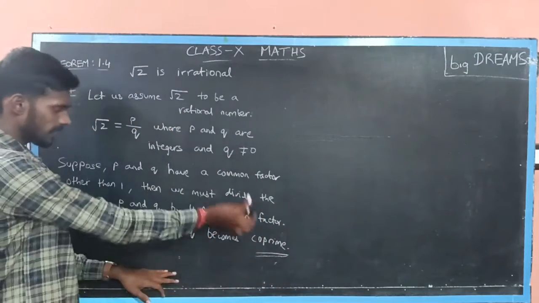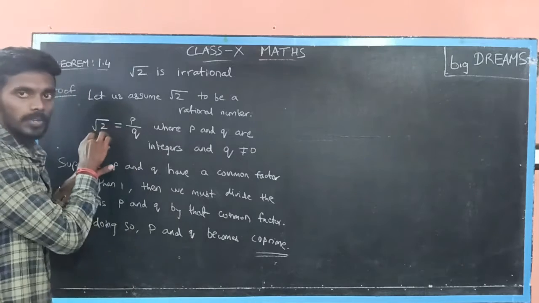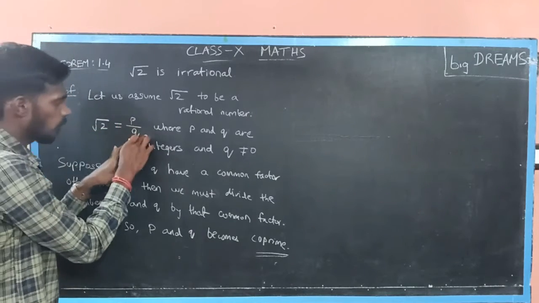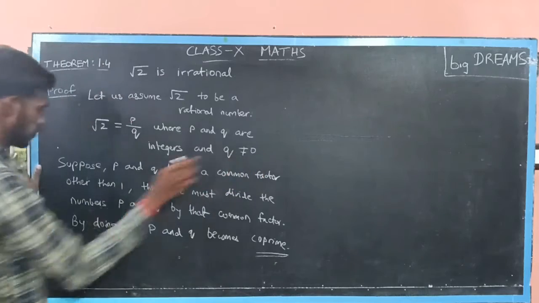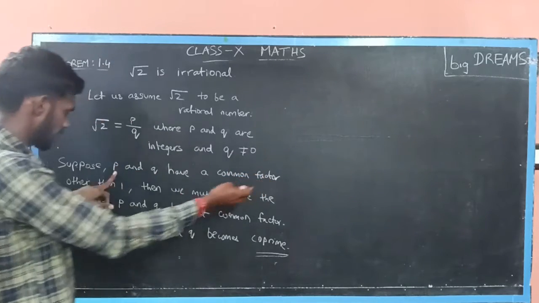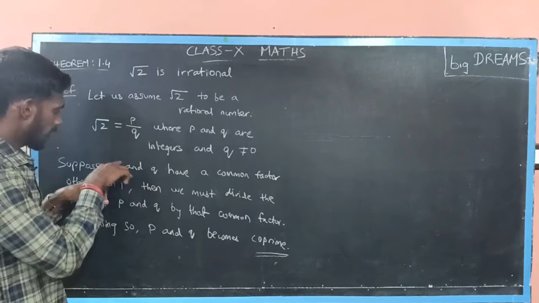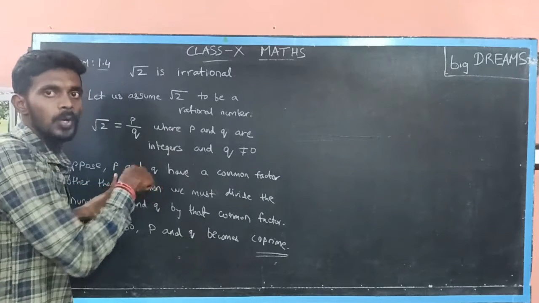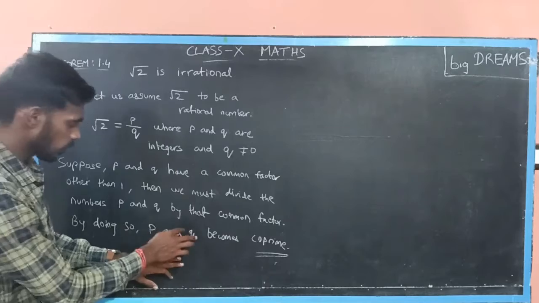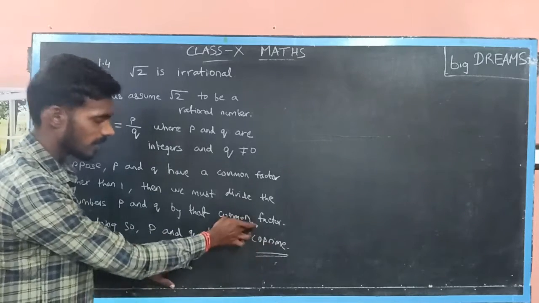See, I will explain this statement. Root 2 is represented as P by Q, where P and Q are integers and Q is not equal to 0. Suppose P and Q have a common factor other than 1, then I cannot say P and Q are co-primes. To make it a co-prime, I have to divide those numbers by the common factor.